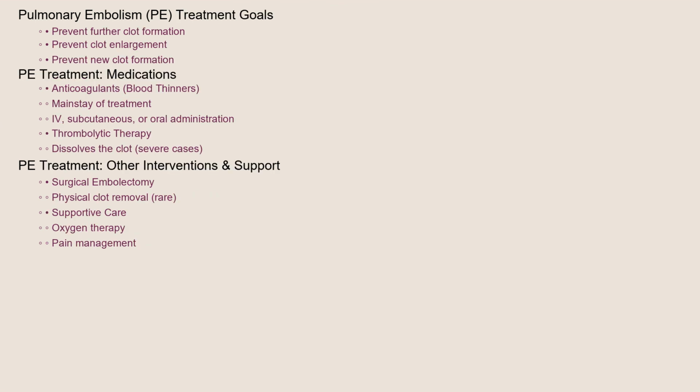The primary goals of treatment for PE are to prevent further clot formation, prevent the clot from getting bigger, and prevent new clots from forming. Anticoagulant medications, also known as blood thinners, are the mainstay of treatment. These medications can be administered intravenously, subcutaneously, or orally. Thrombolytic therapy, which uses medications to dissolve the clot, may be necessary in severe cases of PE. In rare cases, surgical embolectomy, the physical removal of the clot, might be required. Supportive care, such as oxygen therapy and pain management, is also crucial.